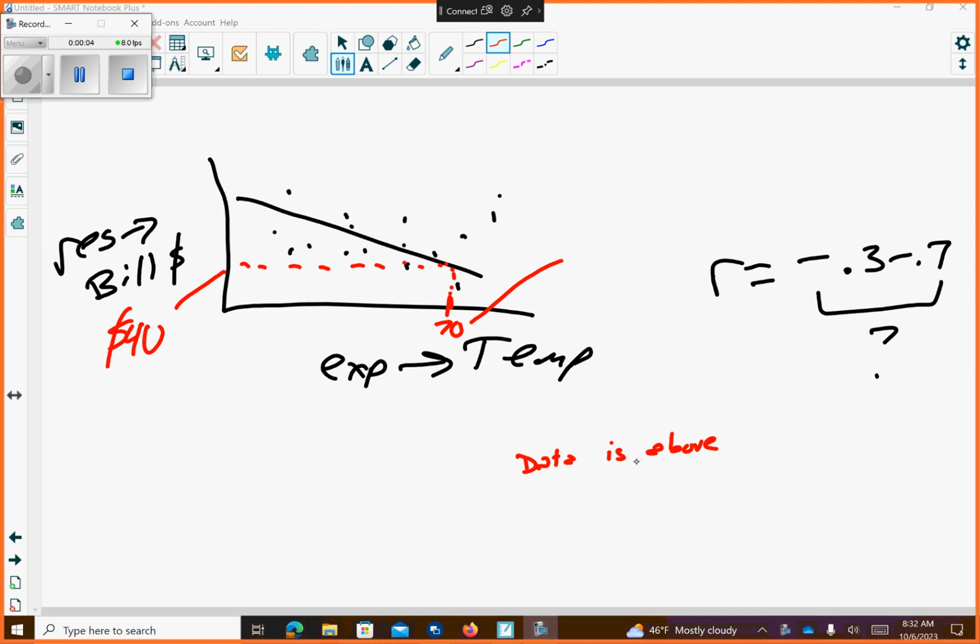So the response is, at 70, you pay 40. R is between negative 0.3 and negative 0.7 roughly. You have 10 data points that are above, so data above the line of best fit. Above the line of best fit means that we under predict the data. Okay? So that means the line of best fit is an under prediction based on what the data would be.